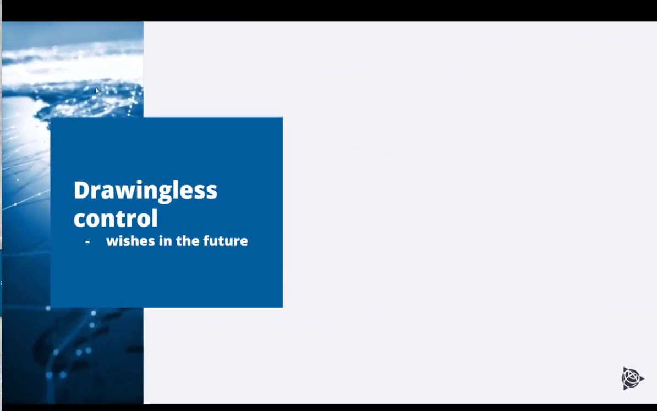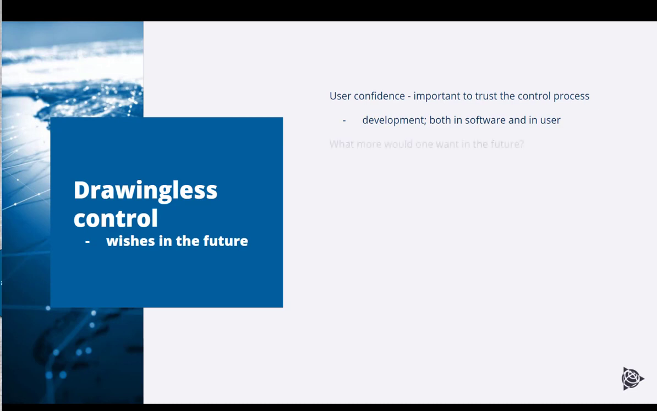And to be able to perform a real drawingless control, what do we wish for the future? Well, we need user confidence, that all the users of the system trust the control process, and that you trust that you can do the same thing with drawingless control as you can do today, and maybe even more. This requires development both in the software and for the user, of course.